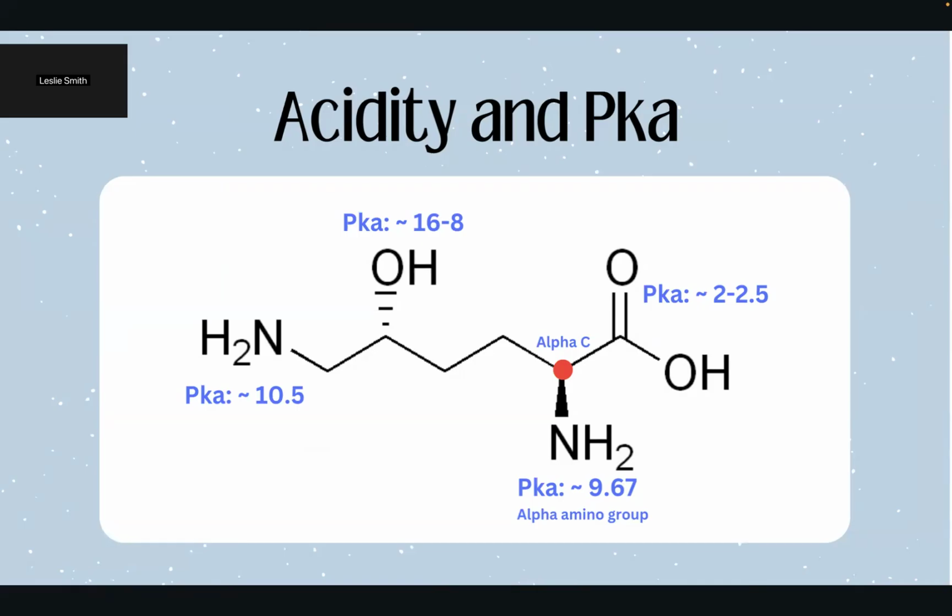The pKa of the alpha amino group is approximately 9.67. Finally, the pKa for the carboxylic acid is roughly 2 to 2.5, since the alcohol group influences that group to become a bit more acidic. Overall, hydroxylysine is a basic amino acid that is positively charged.